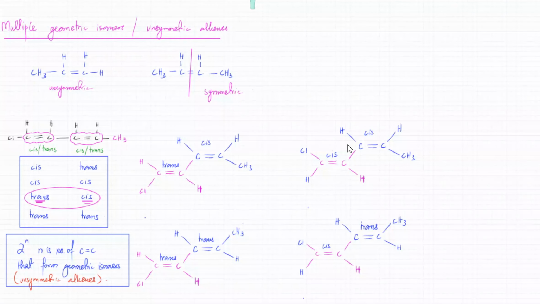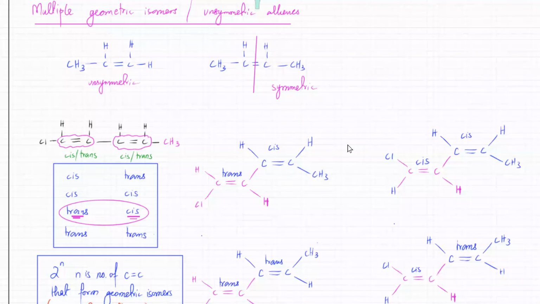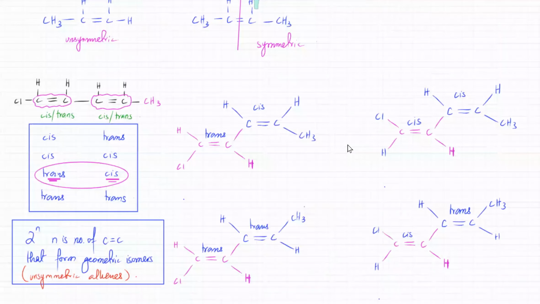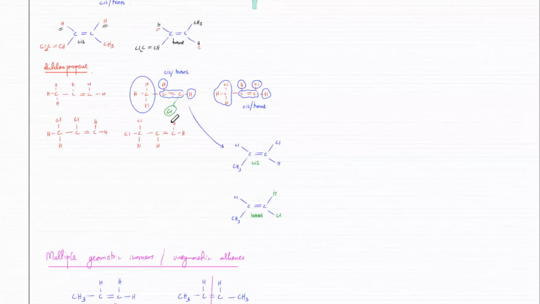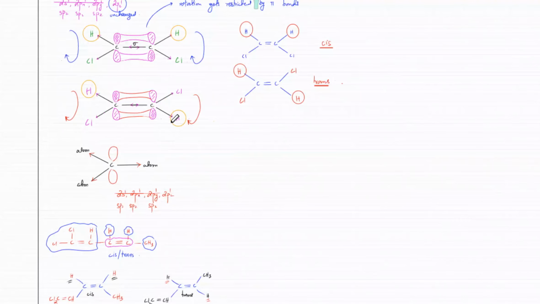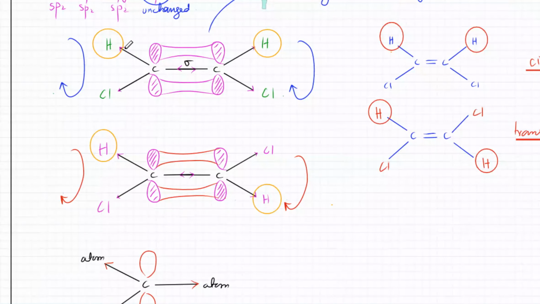So we were at this point. Okay, we did double bonds, we did multiple geometric isomers. So very quickly, let's try and finish this so we can do some past paper questions. I told you that you will have geometric isomers, where you had a cis arrangement and you had a trans arrangement.